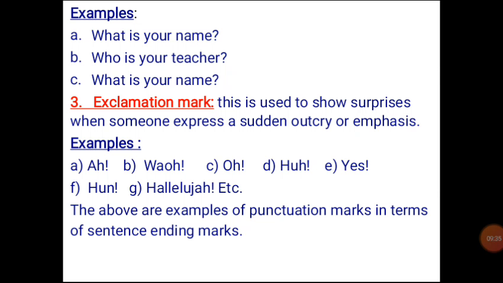Now, the above are examples of punctuation marks in terms of sentence ending marks. Don't forget, in terms of sentence ending punctuation marks, we have three. We have the full stop or the period, we have the question mark, and we have the exclamation mark. And I hope you really understand everything under this lesson.